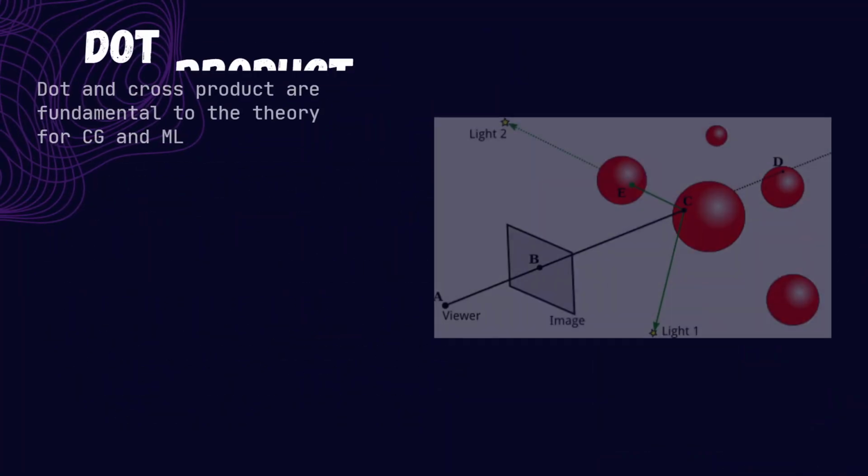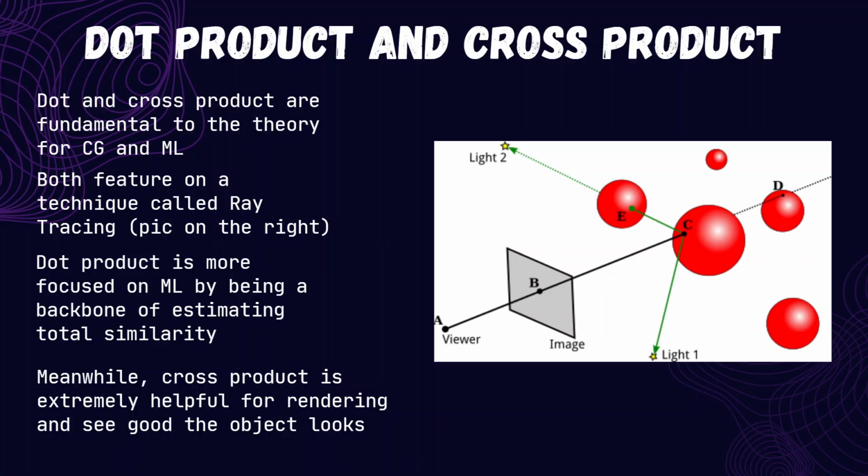For that, now let's have the dot product and cross product, which is another subsection of vectors, where you can see the fundamental part of theory here, and there are a lot of great techniques. One of them is called ray tracing, which you can see in the picture over here.